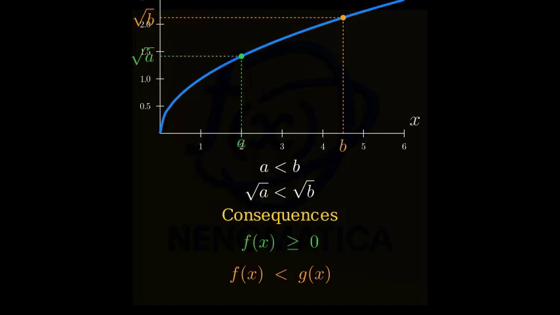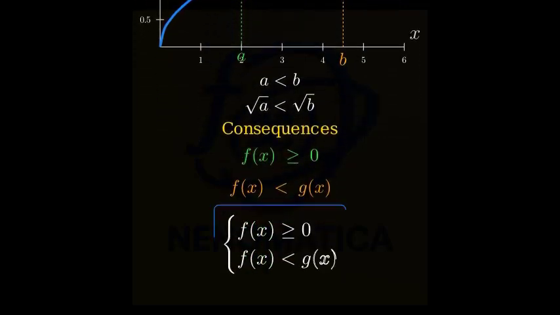Step 3. Translate the picture back to our symbols f of x and g of x. Because we used an even root, both inputs must be at least 0. So f of x is greater than or equal to 0. And since the even root is increasing on those inputs, the original inequality is equivalent to f of x less than g of x. That gives the compact two-line answer.